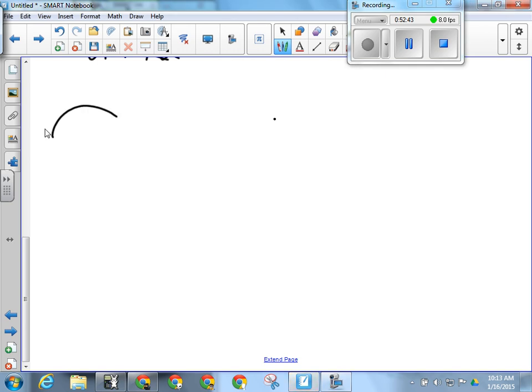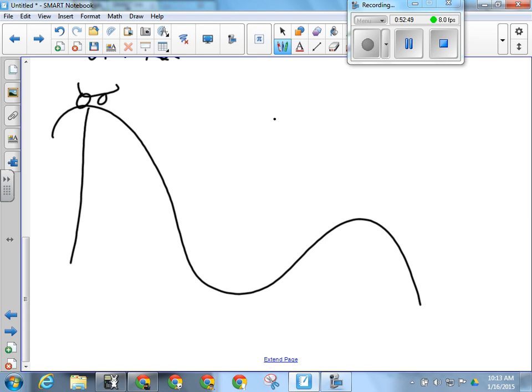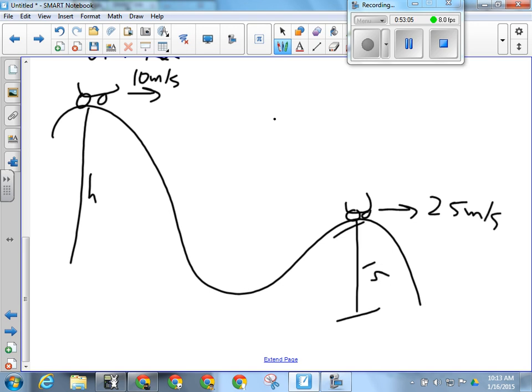Okay, so let's say we've got this type of question. We start up here, and we don't know how high it is, but we know that the roller coaster is moving at 10 meters per second. Over here, the roller coaster is moving at 25 meters per second, and it is 15 meters off the ground. And the mass of the roller coaster is 1,500 kilograms. On the final exam, I would probably just give you the mass to avoid any problems. Do you really need it? No.